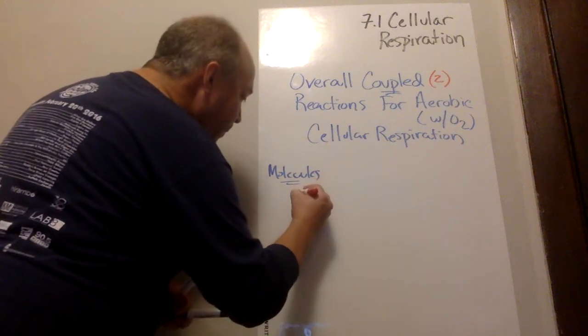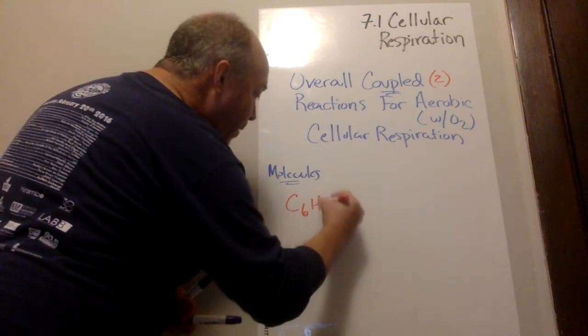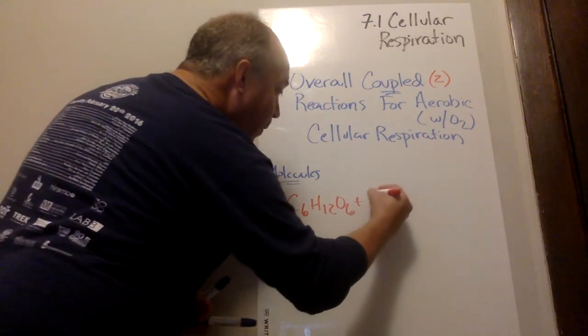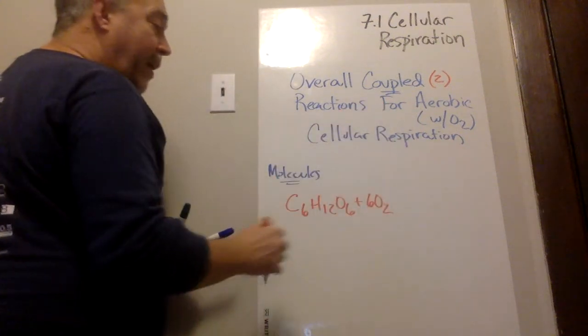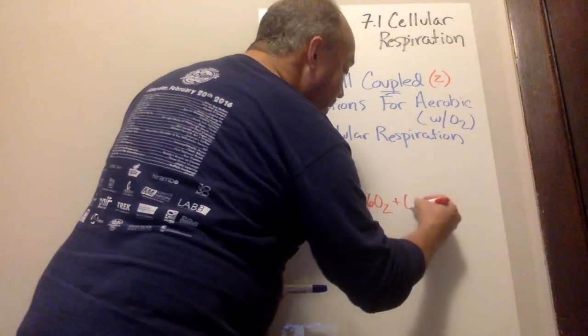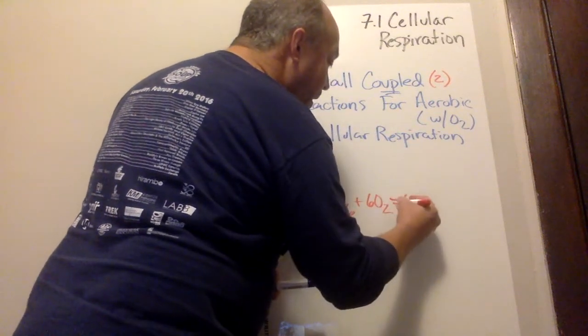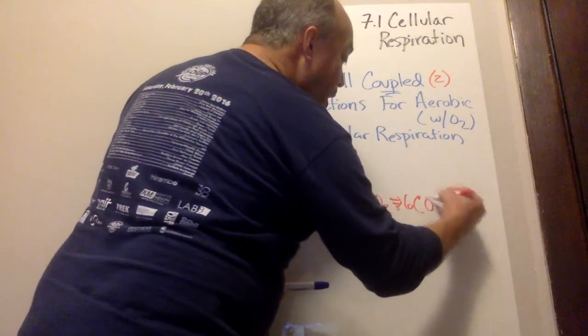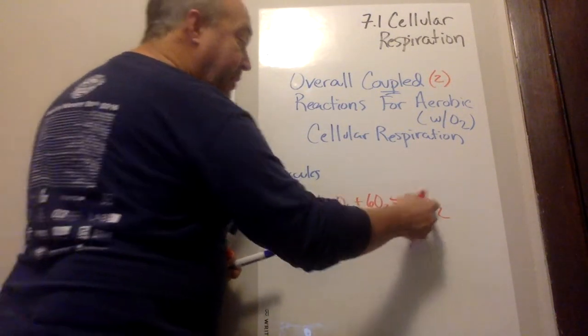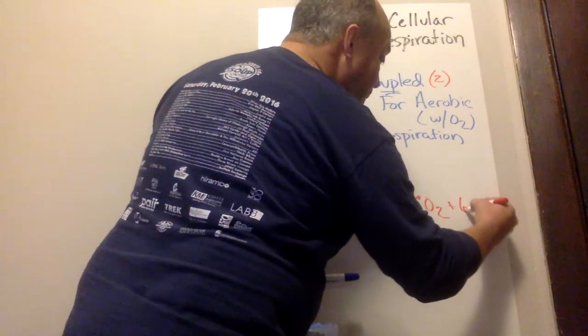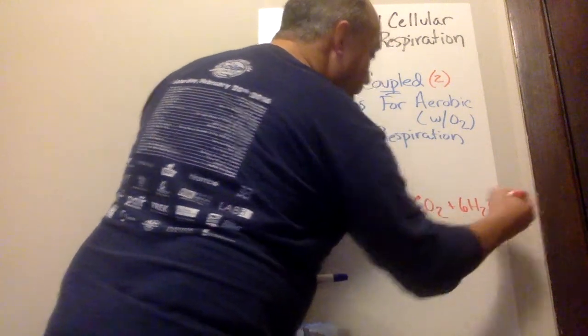the glucose. We will take one glucose molecule. We will add 6 oxygen molecules, because remember this is aerobic. And we will create, need an arrow. We will get 6 carbon dioxide molecules. Remember the carbon dioxide is what we will be breaking this down into. And we will get 6 molecules of water.